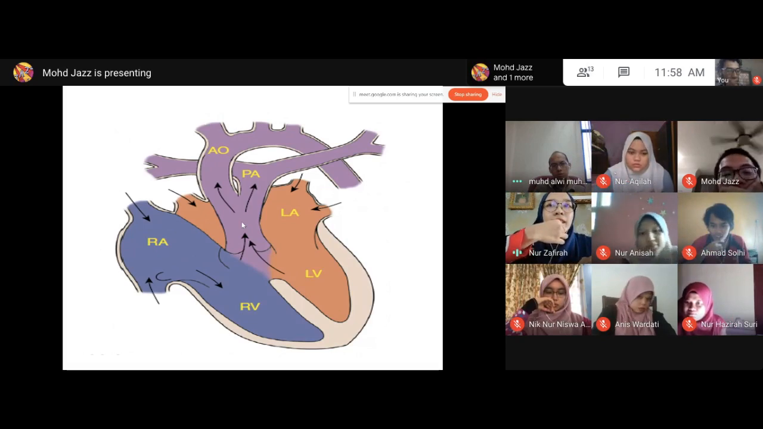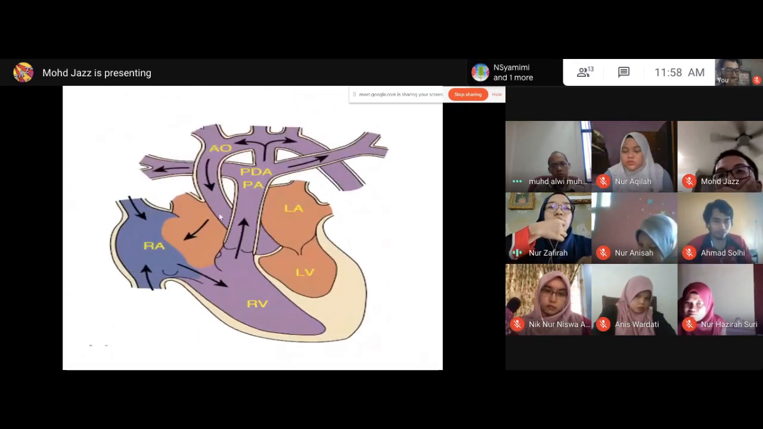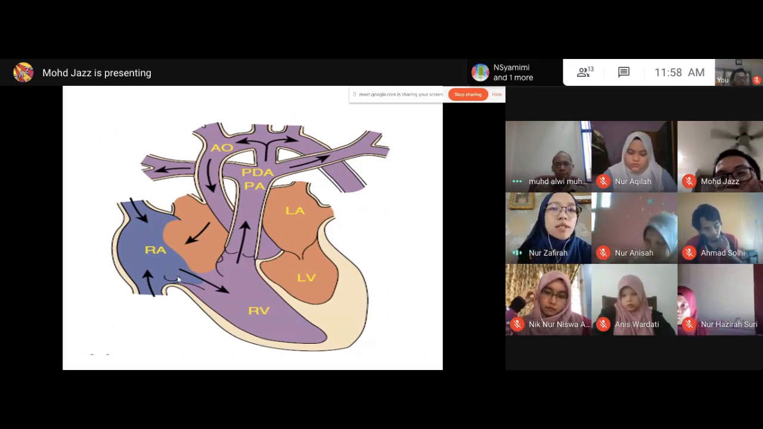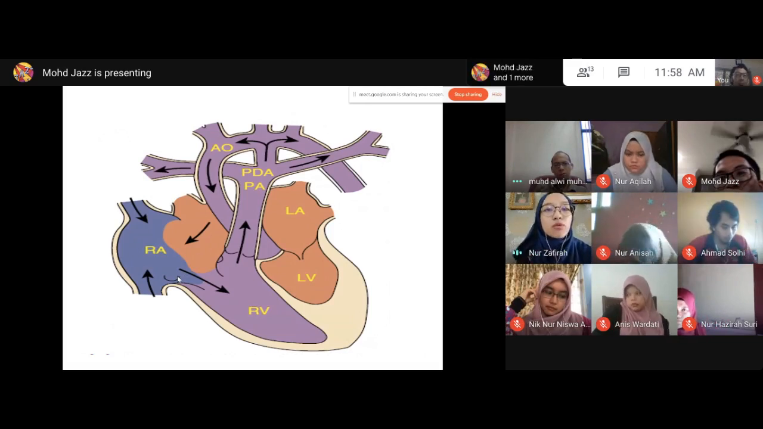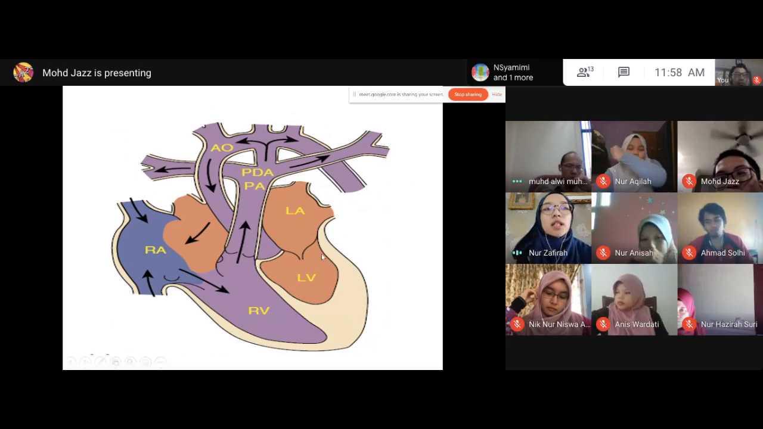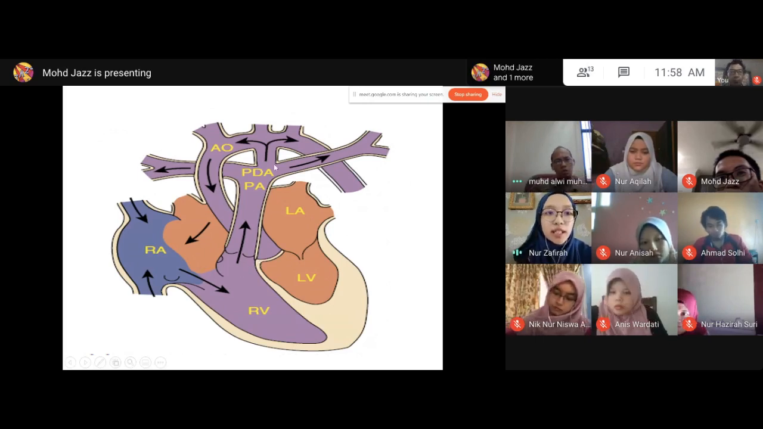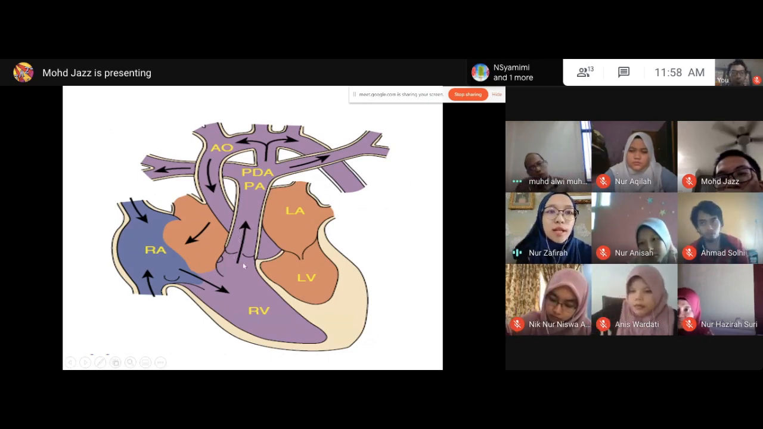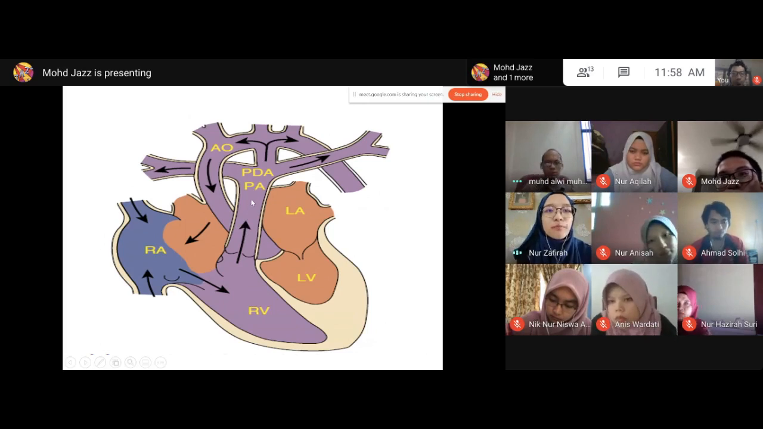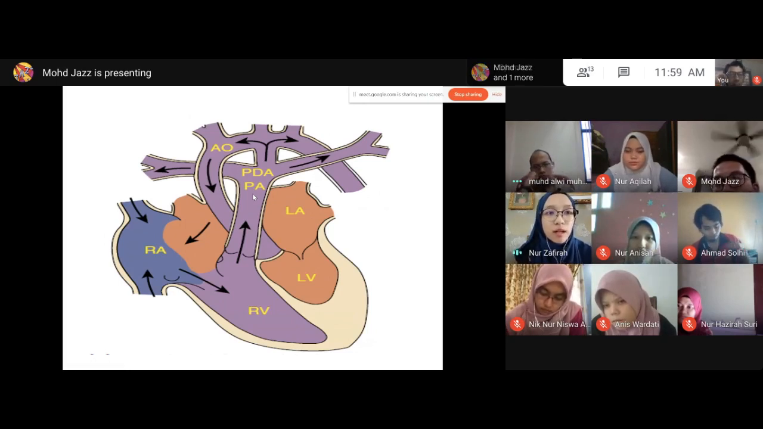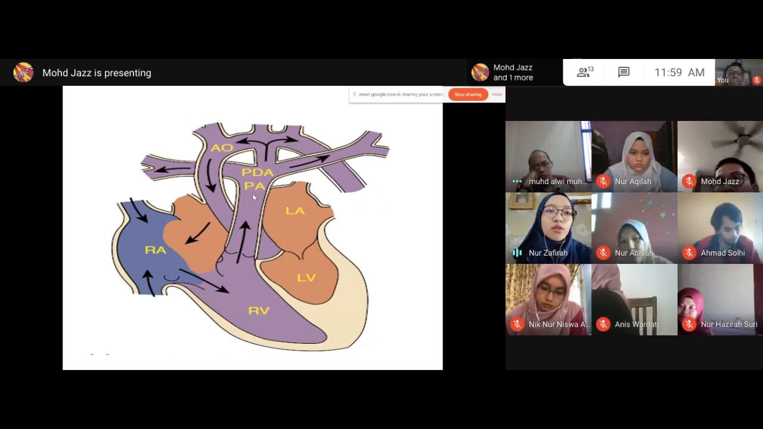And then the last one is hypoplastic left heart syndrome. By definition, it is a failure of development of the mitral or aortic valve. However, in this picture, there is an absence of the aortic valve. So the oxygenated blood from the left ventricle cannot go into the aorta to supply the body tissues. So the oxygenated blood from the left atrium, because of high pressure there, will go into the right atrium and mix with the deoxygenated blood, and both go to the right ventricle and into the pulmonary artery.